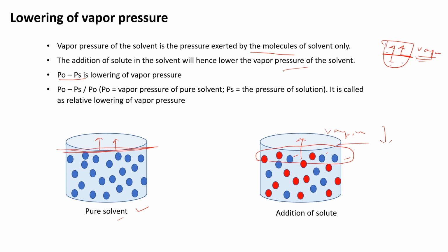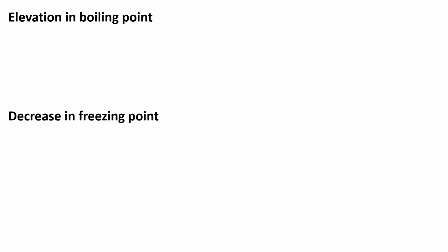P0 minus PS is called lowering of vapor pressure, and P0 minus PS divided by P0 is known as relative lowering of vapor pressure, where P0 is the vapor pressure of pure solvent and PS is the vapor pressure of the solution. Next is elevation in boiling point.